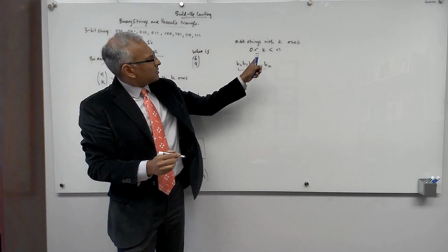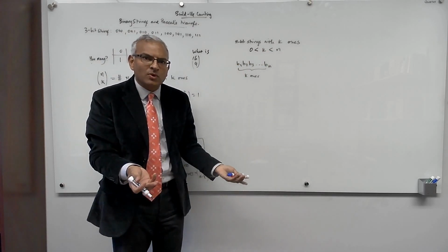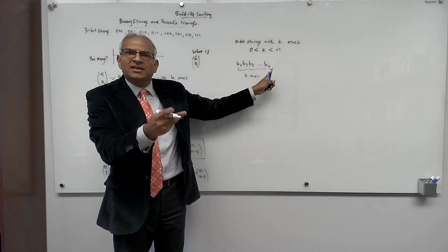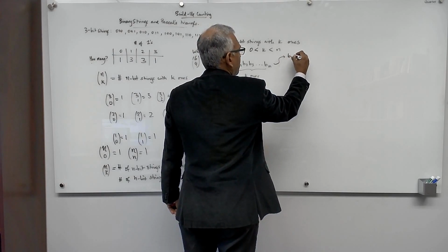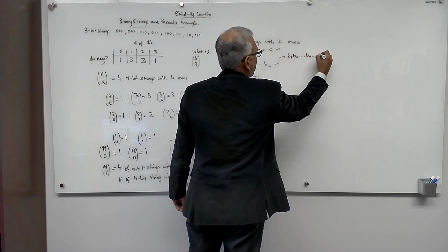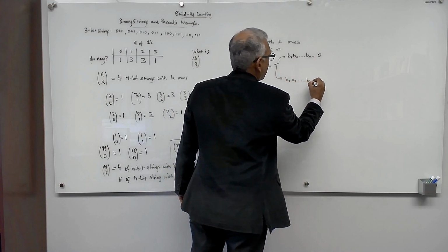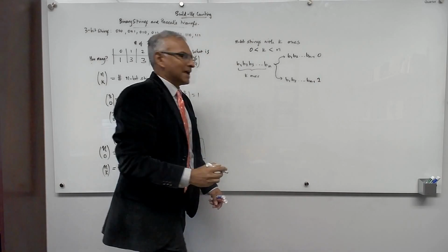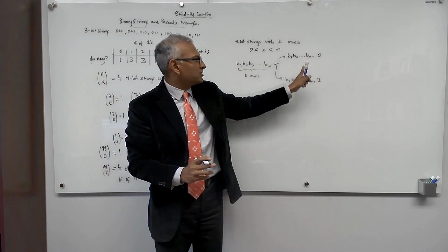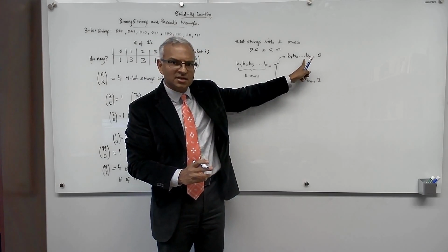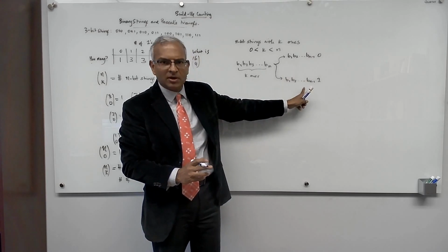Now, since k is not n and since k is not 0, there's at least one 1 and there's at least one 0. So all such strings either end in 0 or end in 1. Okay. So there are the strings which end in 0 and there are the strings which end in 1. And by the sum rule, the number of n-bit strings with k ones must equal the ones that end in 0 plus the ones that end in 1.